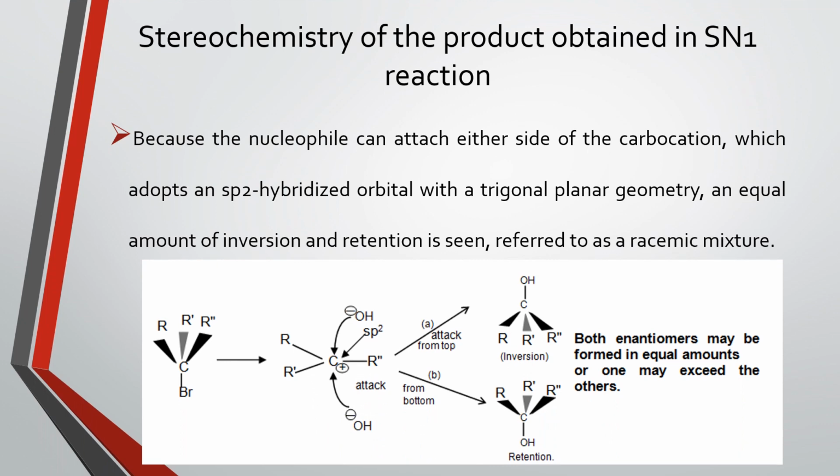Now, stereochemistry of the product in SN1 reaction. Because the nucleophile can attack either side of the carbocation, which adopts an sp2 hybridized orbital with a trigonal planar geometry, an equal amount of inversion and retention is seen, which is referred to as a racemic mixture.